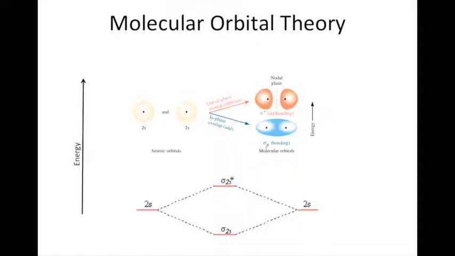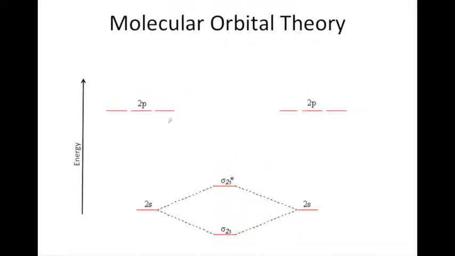That's if they meet in phase, we get the sigma bonding, sigma star anti-bonding if they meet out of phase. So this would represent the bonding. This one up here up top would represent the anti-bonding. Now, what about these p orbitals?